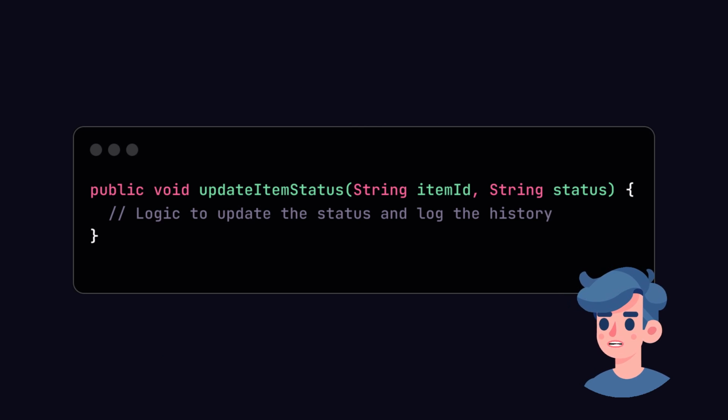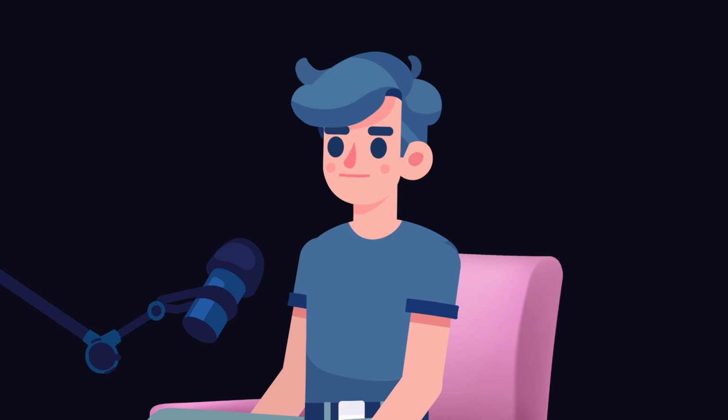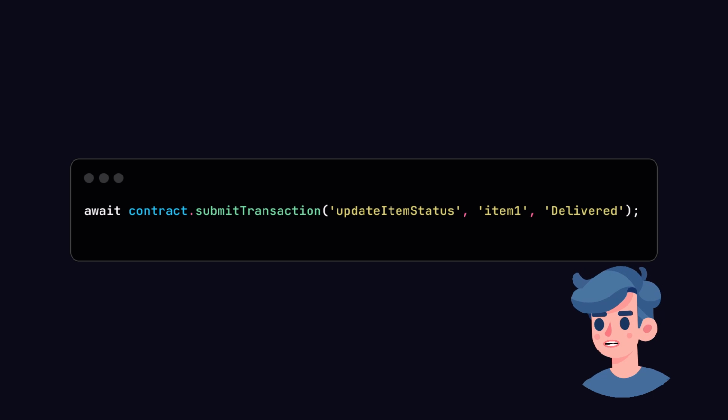Let's implement item history tracking. We can modify our chain code to maintain a history of status updates for each item. Along with this new method, ensure you store previous statuses in a list or database object to track changes over time. For testing, we should create more transactions. Adjust your Node.js application to update item statuses as necessary.